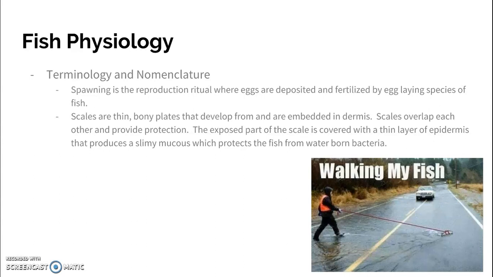Scales are thin, bony plates that develop from and are embedded in the dermis, or the skin. Scales overlap each other and provide protection for the fish. The exposed part of the scale is covered with a thin layer of epidermis that provides a slimy mucus, which protects the fish from any waterborne bacteria they might encounter.